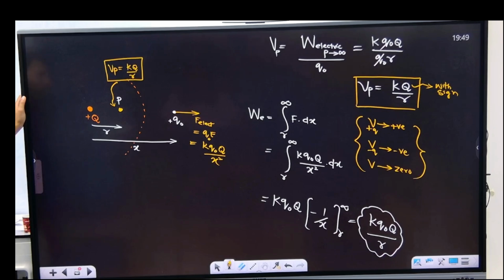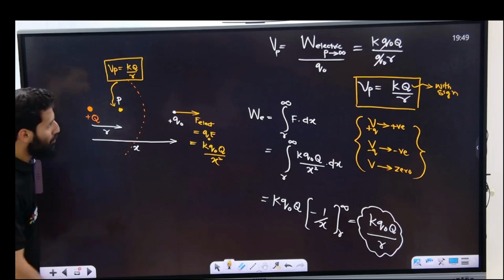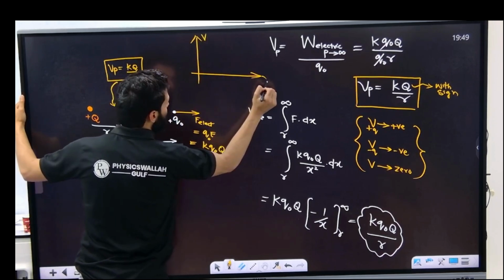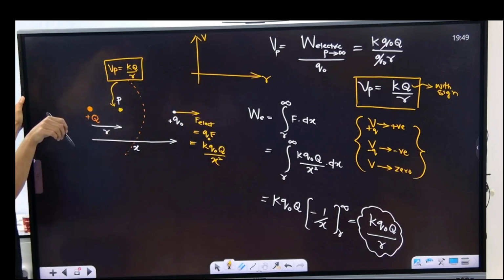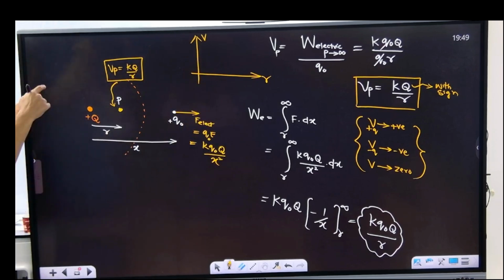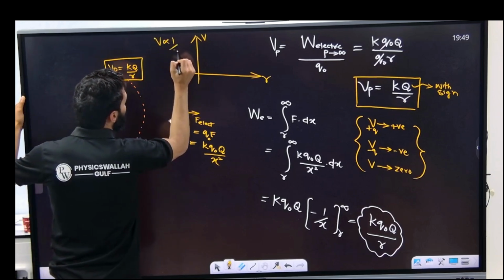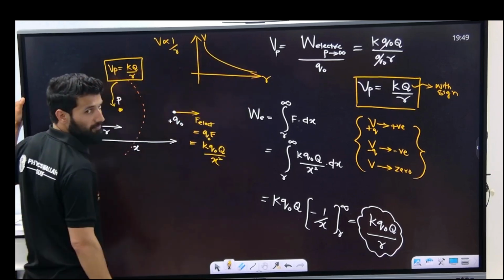Now I will draw a graph also. You also draw that graph. Tell me how potential varies with R. How does the field vary with R? KQ by R square, so inversely proportional to R square. The potential is inversely proportional to R. Is it a straight line decrease? No, like 1 by R.